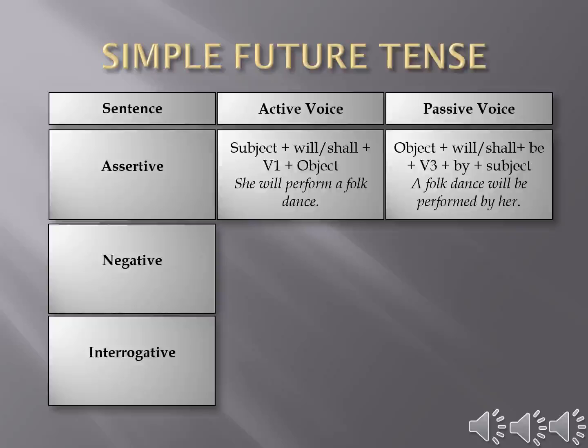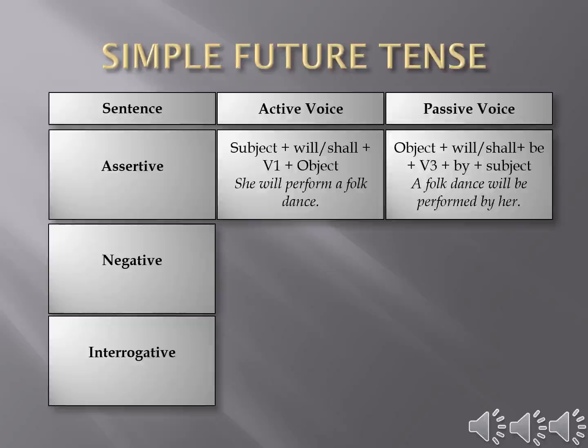Now we will start with the passive rules of future tense. Before starting this, I must clear one thing: there is no passive voice of future continuous tense. So we only have two rules of future tense in passive voice, that is simple future and future perfect. Starting with the simple future, look at the structure of its active sentence, that is subject, will or shall, first form of verb and object.